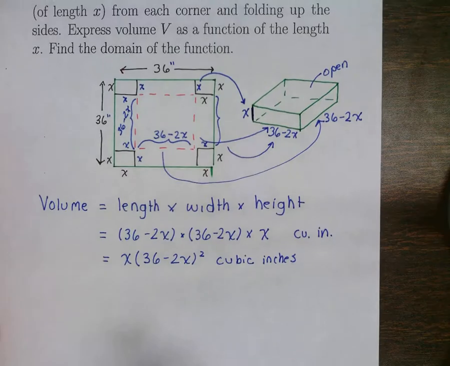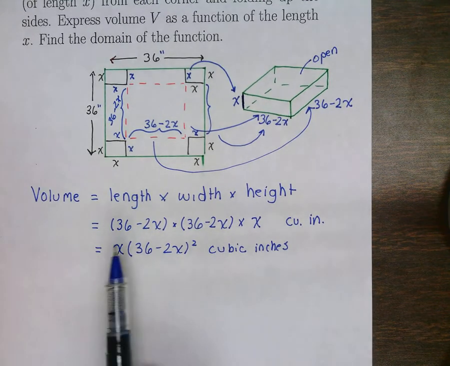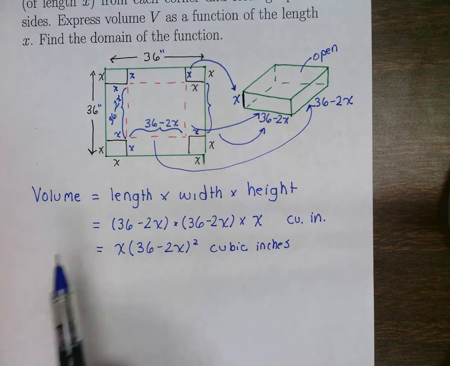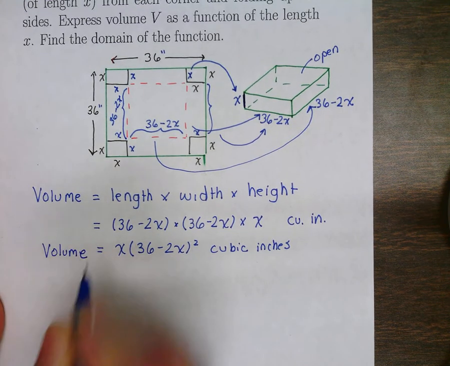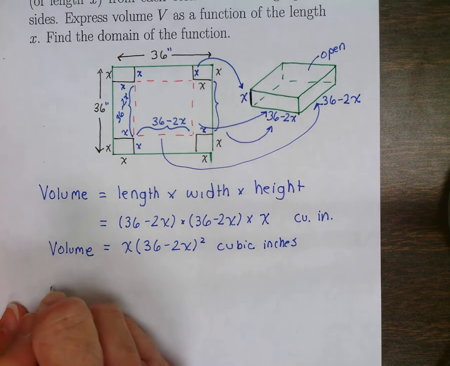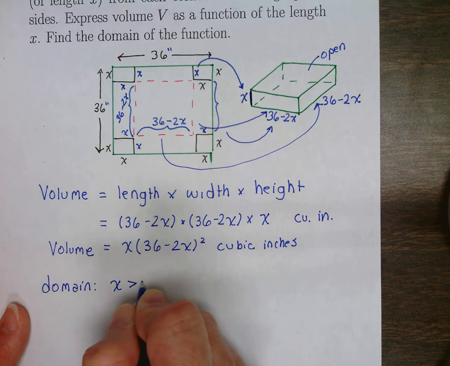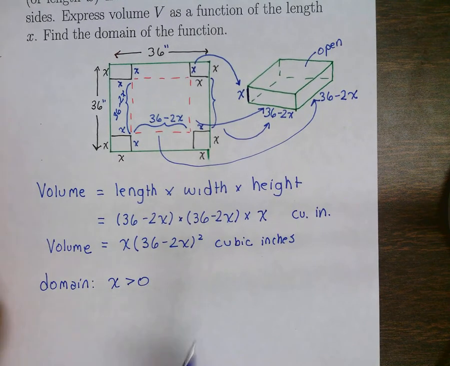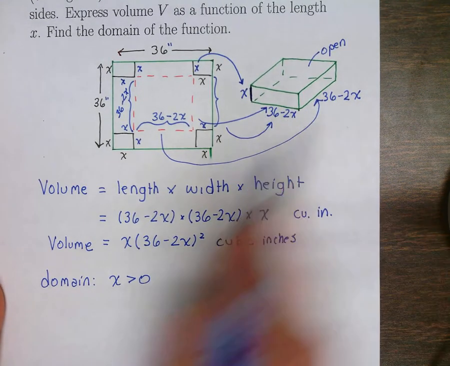Okay, now the next question is, what's the domain? Well, are there any restrictions on this equation? Certainly not. But we know that we're talking about volume. And volume only makes sense if these dimensions are positive. So we know that x has to be positive. Otherwise, it doesn't make sense. Technically, we could say x is 0, but let's just assume that x is greater than 0, so that there's something to fold up.